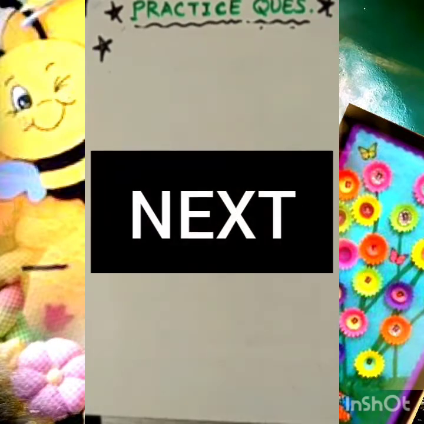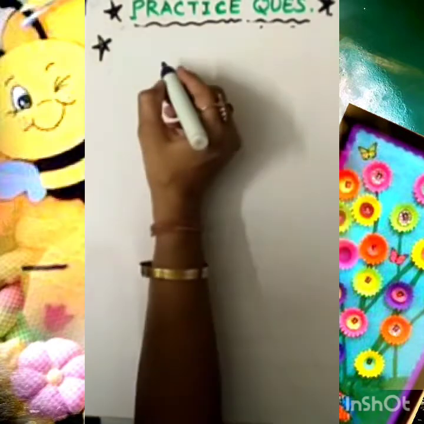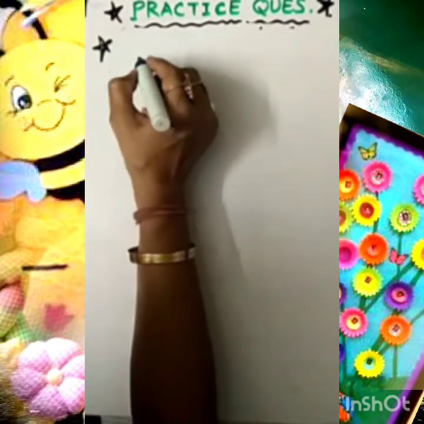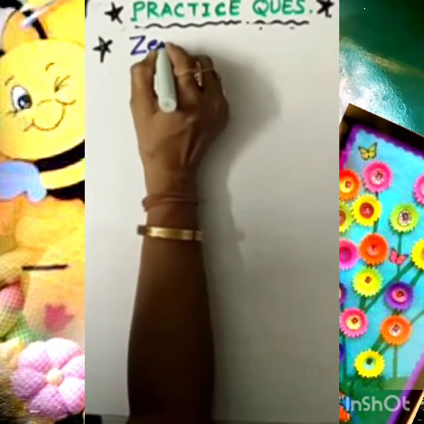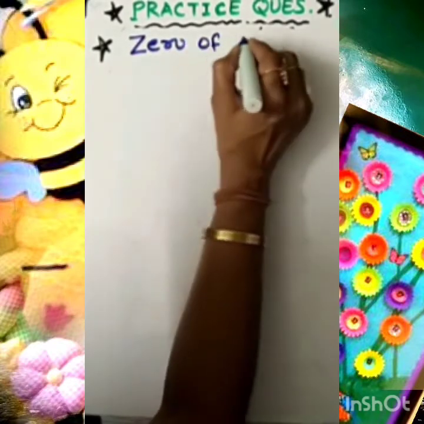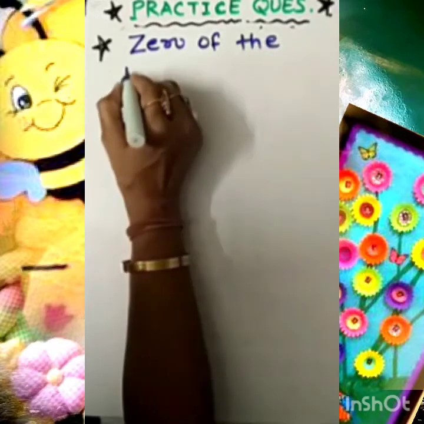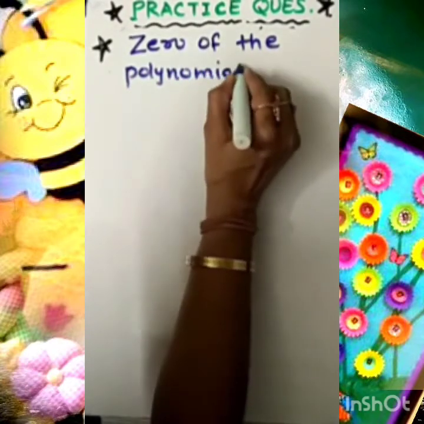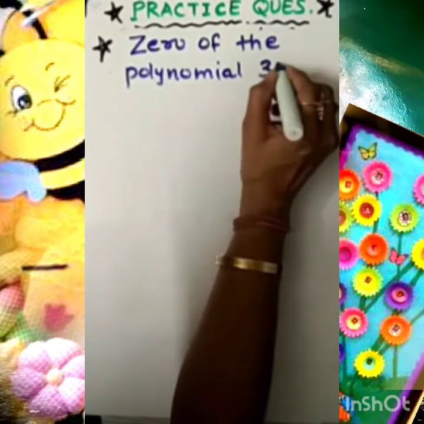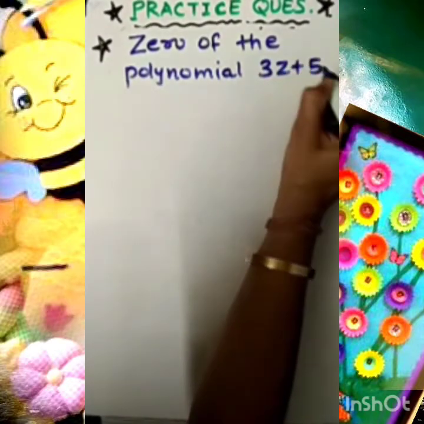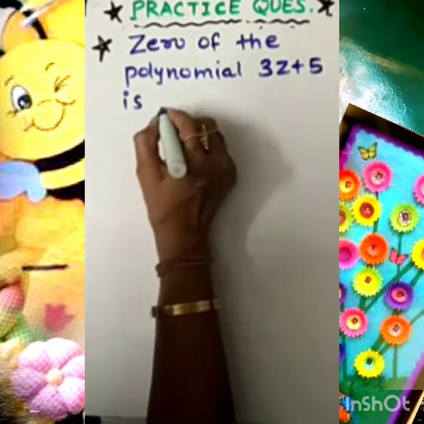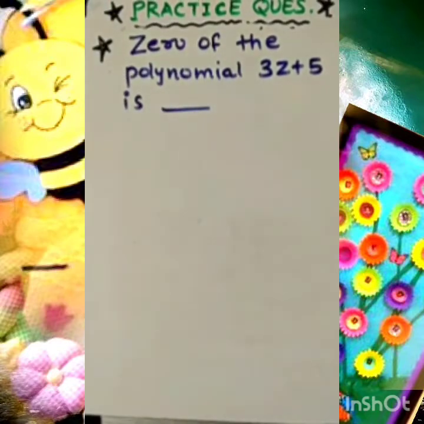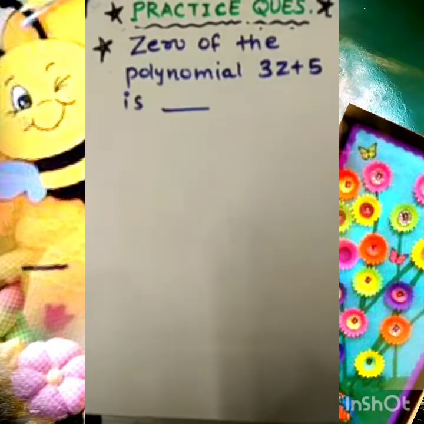So same type of small questions. Now one more question I am putting in front of you. The question is: the zero of the polynomial 3z plus 5 is dash, which is quite easy.